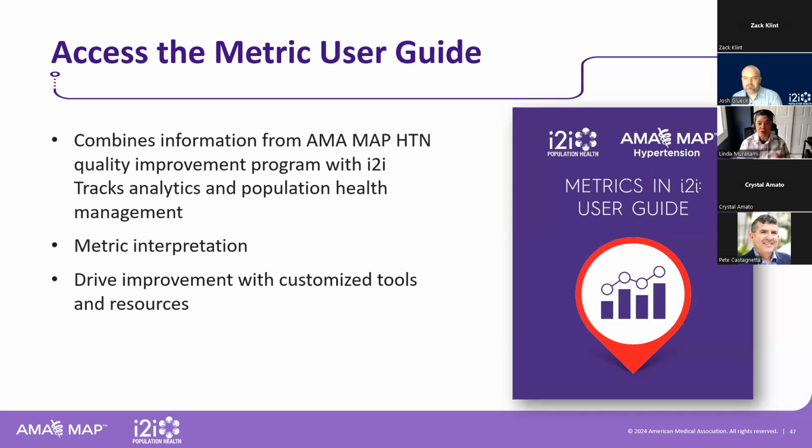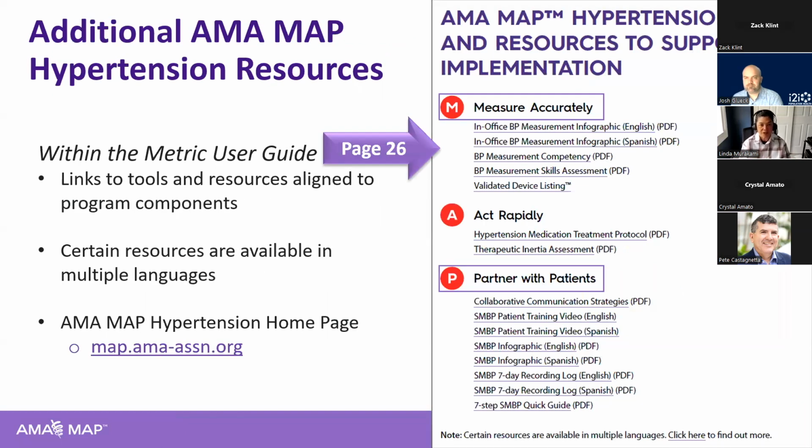The metric user guide that I mentioned is a resource that combines the information from our MAP QI program along with the I2I Tracks functionality to help support your use of the metrics. There are detailed metric specifications. The ones I gave you earlier were just simple definitions. This is going to help support your interpretation and the validation of the metrics. There are also links in here to the AMA MAP hypertension tools and resources, and I'm going to point out a few in a sec, that you can use to leverage and drive improvement for your organization.